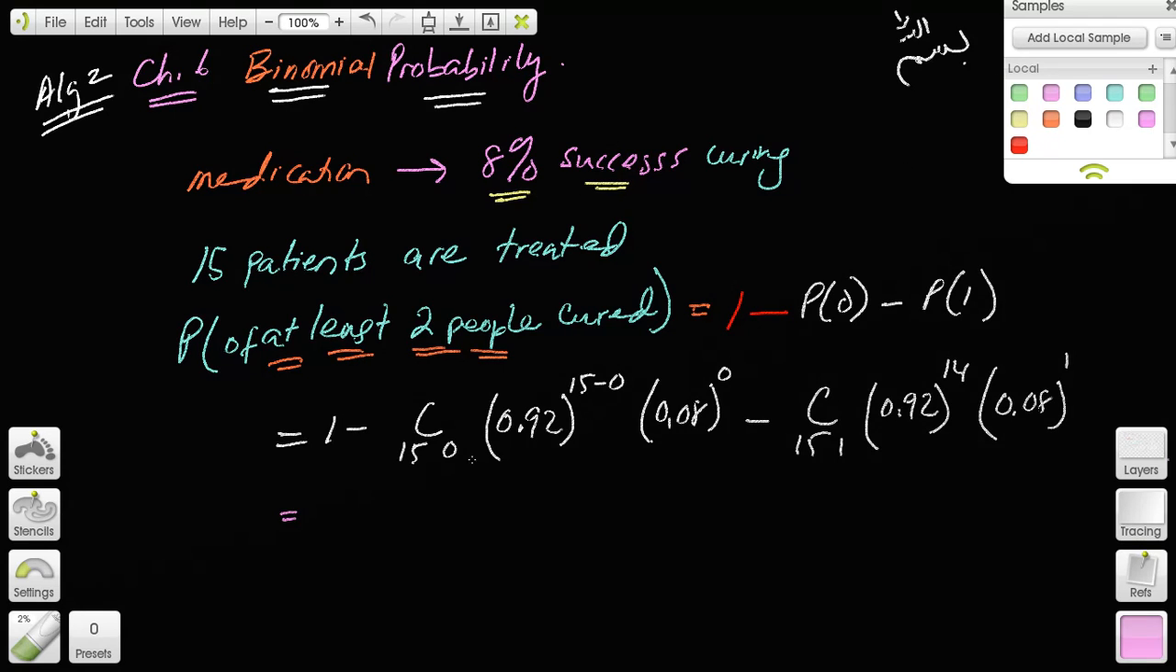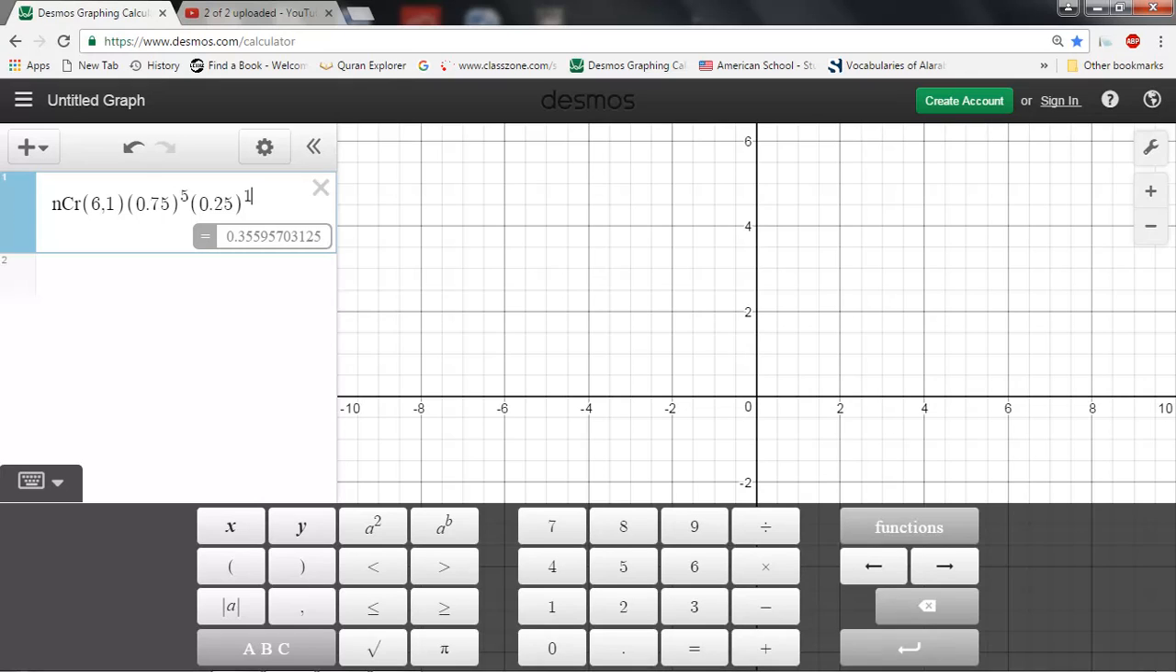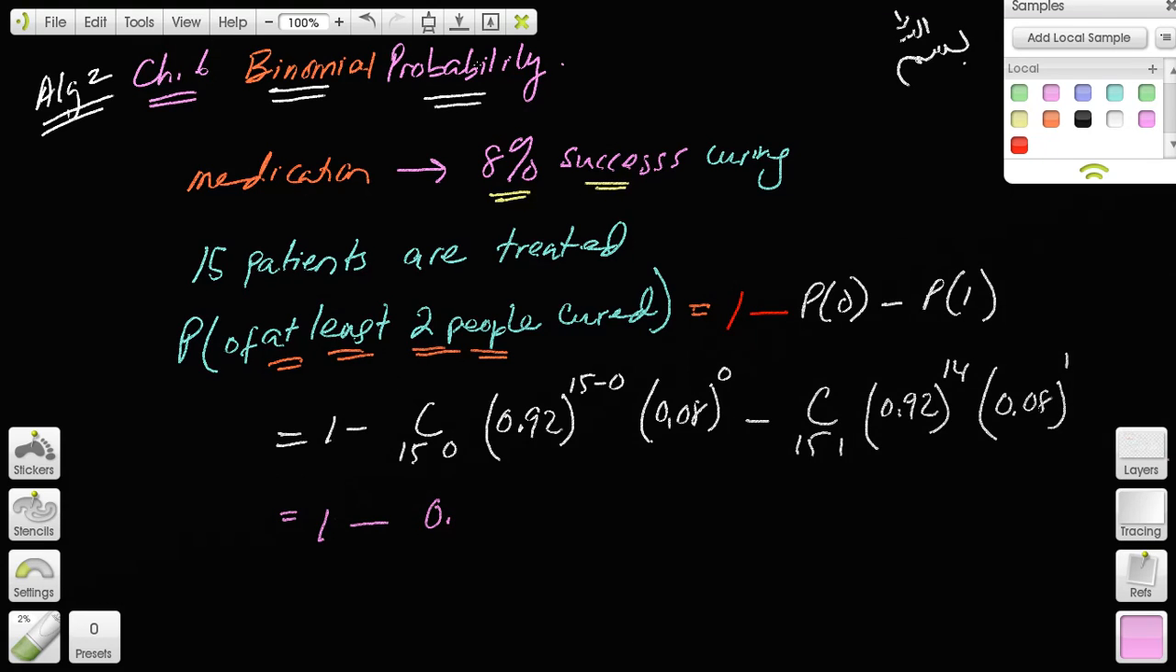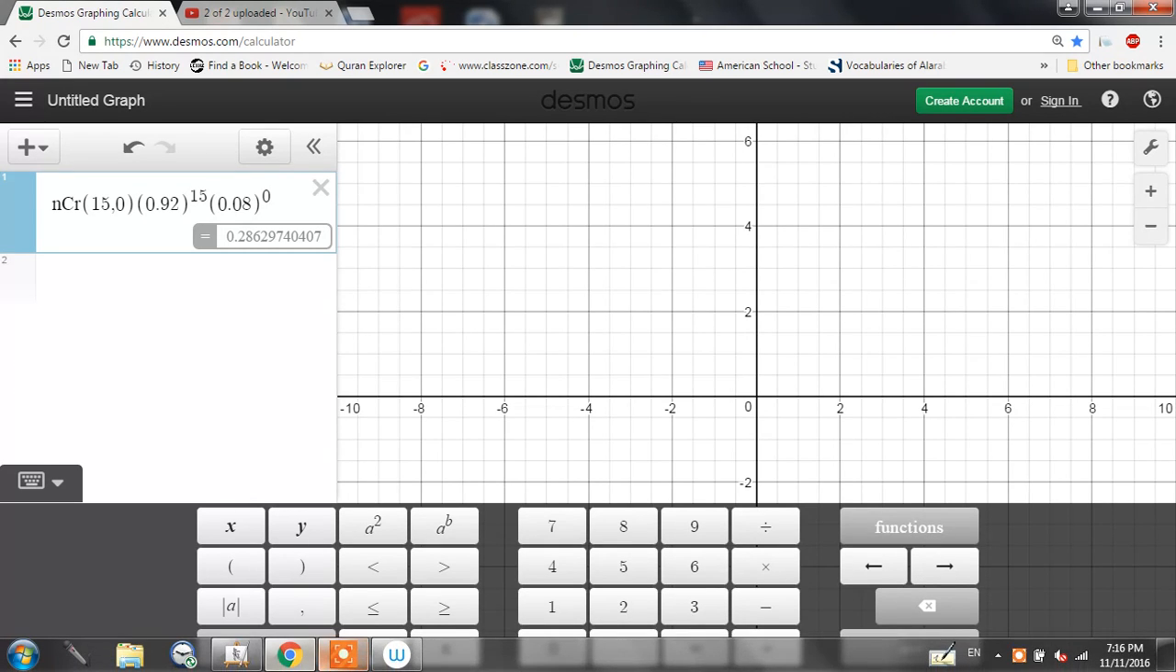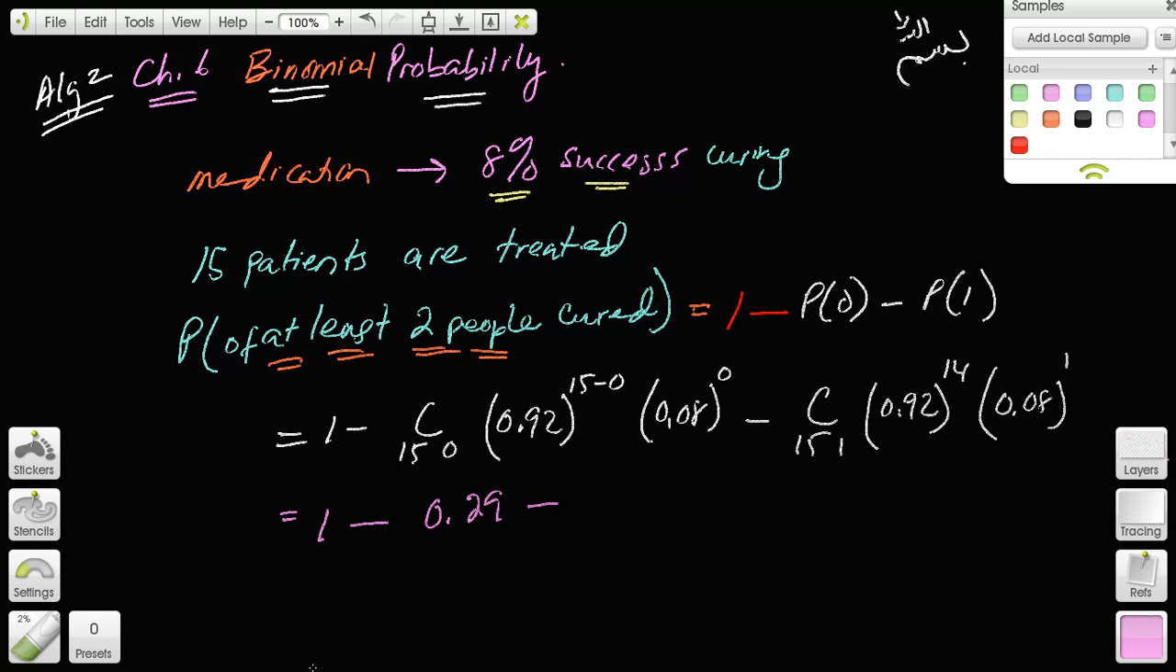Let's do progressive logical reasoning, baby steps. First, 15 choose 0. The probability of failure is pretty high, not a good drug. What are you going to do? It's to the 15, and the probability of success is 0.08 to the 0. So that's the probability of having nobody cured. That's 0.29, rounded off. So that's 0.29 minus 15 choose 1.